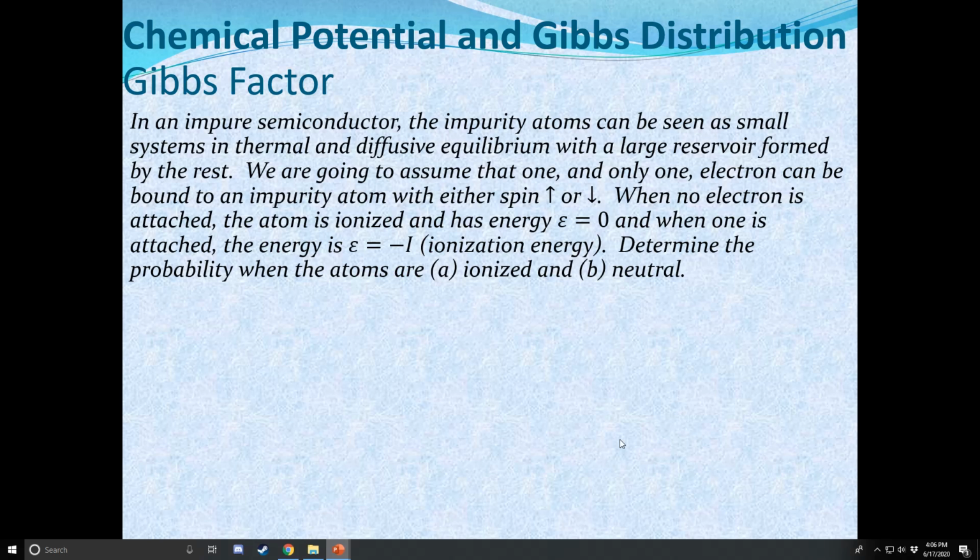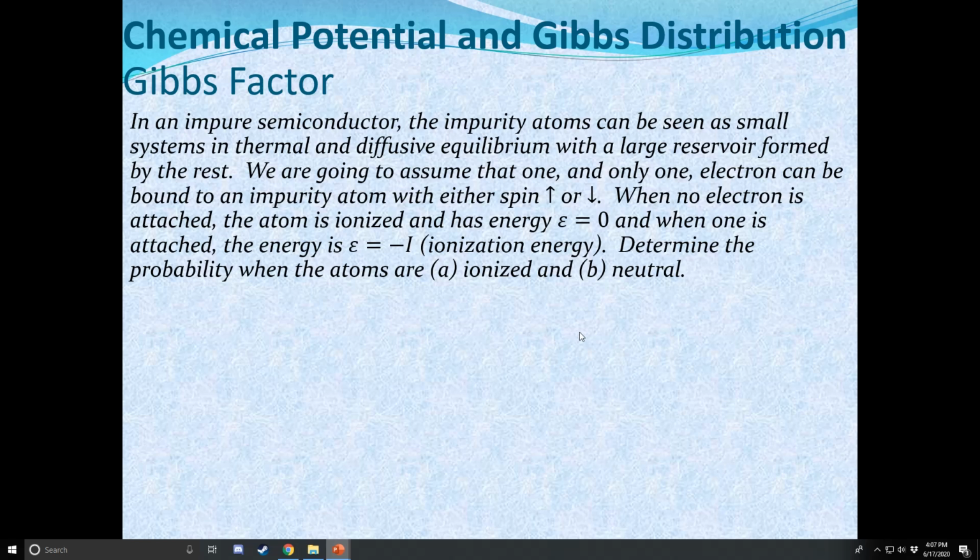All right, so here's a practice question. You could pause the video, work on it yourself, and we'll go over it in a second. All right. So here, they give us a setup. They say that there's one and only one electron that could be bound to the impurity atom, and it could be either spin up or spin down. Then they also tell us that when there's no electron attached, the energy is 0, and when there is one attached, the energy is minus I. So they want to determine the probability of when the atoms are ionized and when they're neutral.